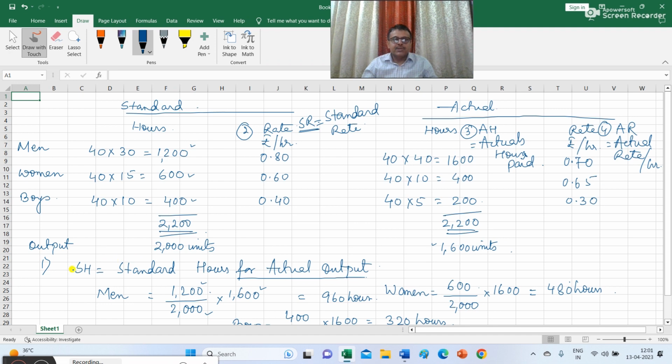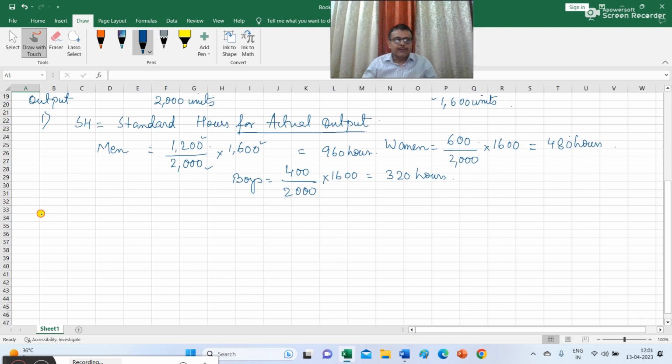So the first parameter is SH, that is standard hour. Second parameter is standard rate, the standard rate per hour. Then third parameter is actual hours paid, AH. Fourth parameter is actual rate per hour. So it is already written in the table. The fifth parameter is actual hours worked, AHW.